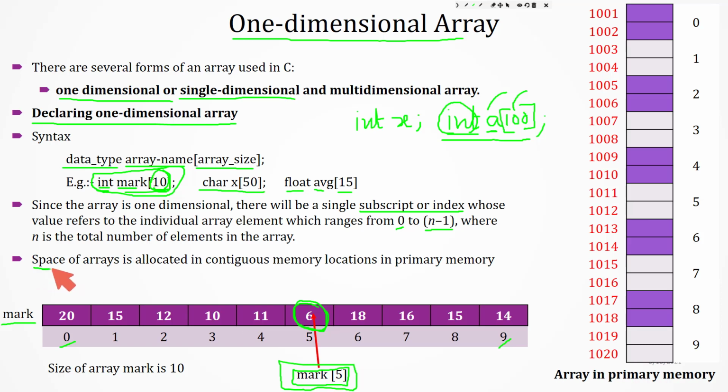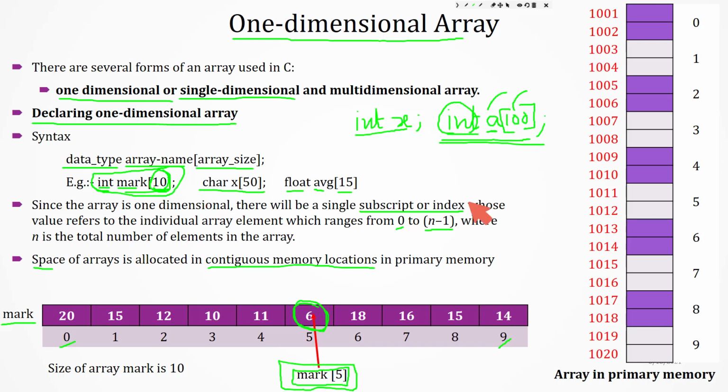So last and important point, space of arrays is allocated in contiguous memory locations in primary memory. When we declare a variable, I already told you some space will be allocated in primary memory. Here I am declaring an array, so some space will be allocated in memory. Always it will be allocated in contiguous memory locations. Contiguous means continuous or nearby memory locations.